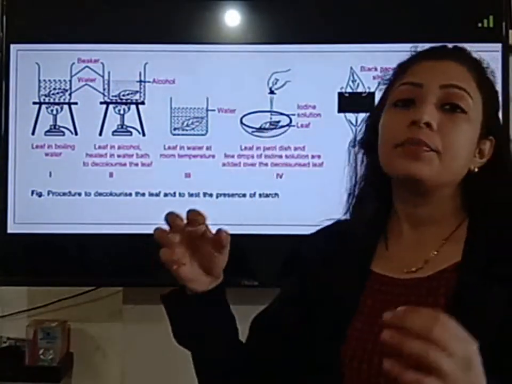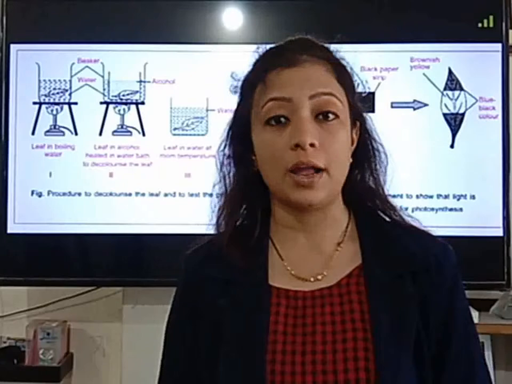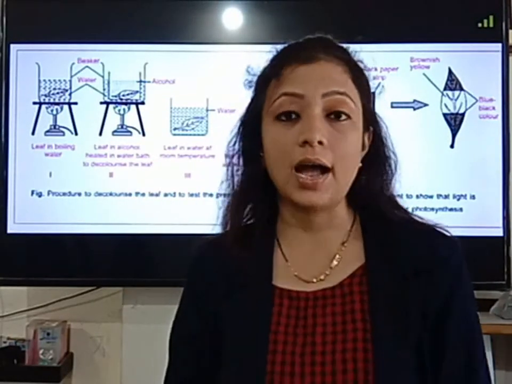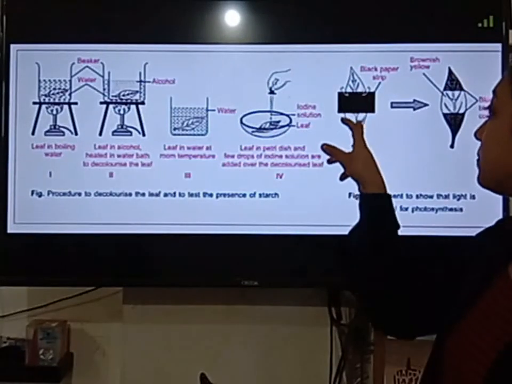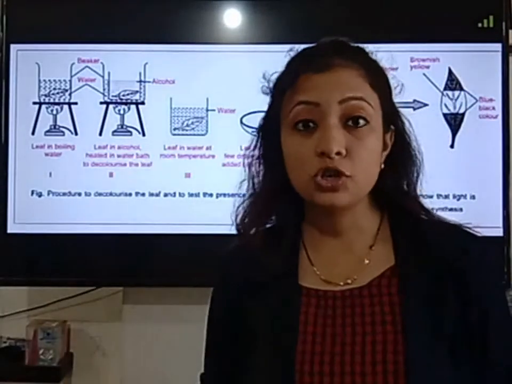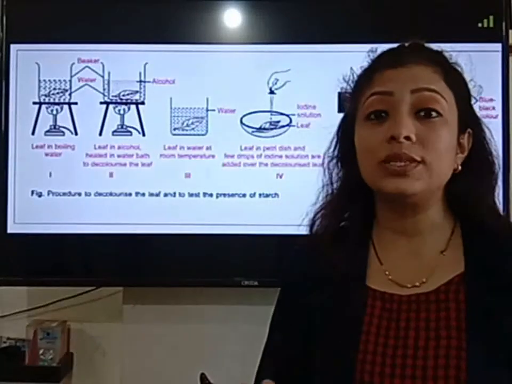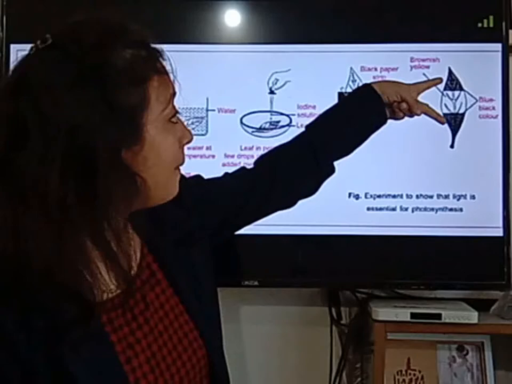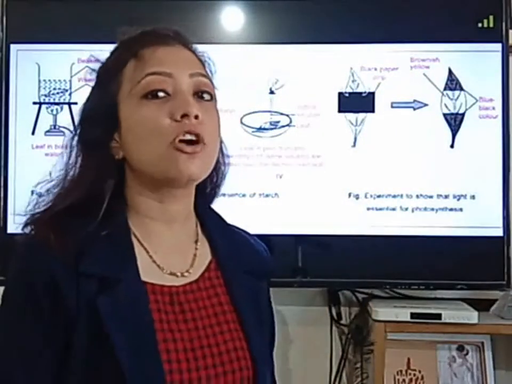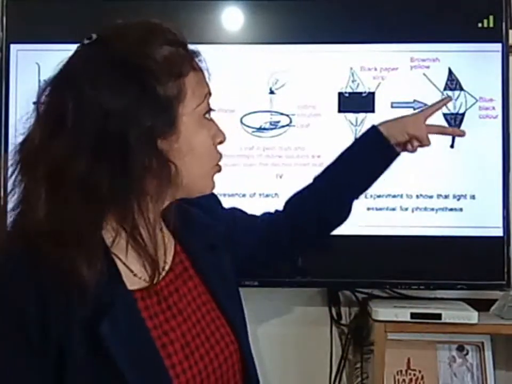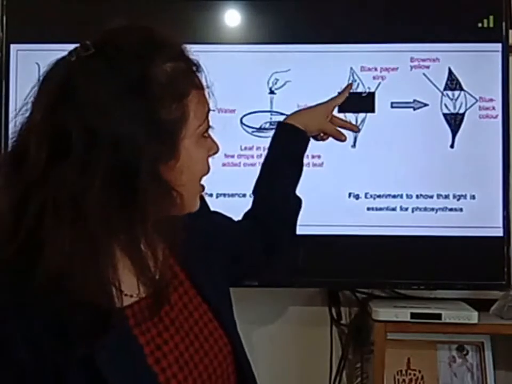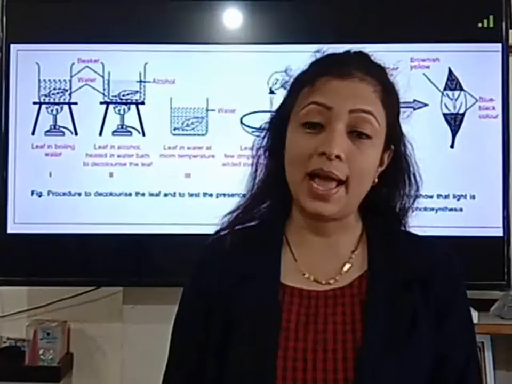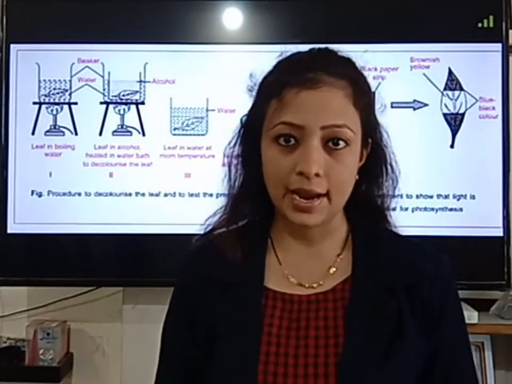Now children, once we add a few drops of iodine over the decolorized leaf, you can observe that the portion of the leaf which was exposed to the sunlight changes into blue color on application of the iodine solution. So these two portions which were exposed to the sunlight will turn bluish blackish on application of iodine, children.